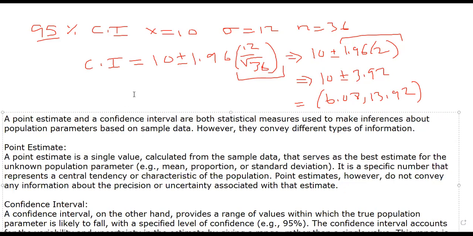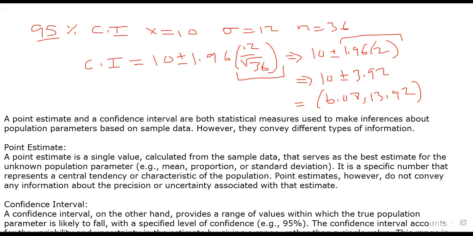Let me put it here. The point estimate and the confidence interval are both statistical measures that are used to make inferences about the population. However, they convey different information. A point estimate is simply a single value calculated from the sample data that serves as the best estimate for an unknown population parameter, e.g. the mean or standard deviation. It is a specific number which represents a central tendency. So here, this is a very good explanation. Point estimates do not convey uncertainty. And a confidence interval, on the other hand, provides a range of values within which the true population parameter will fall. You know how to summarize that.